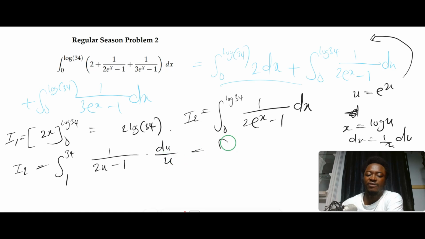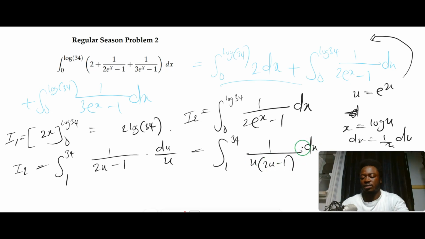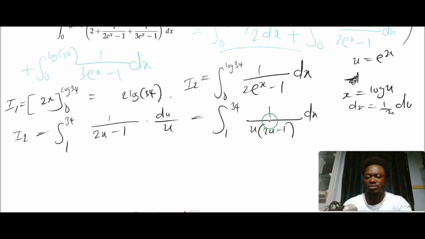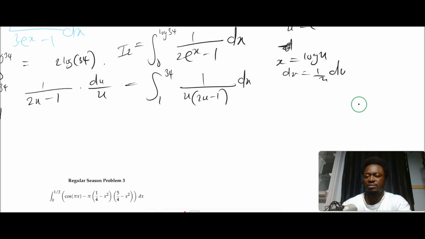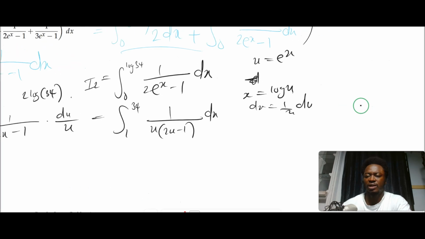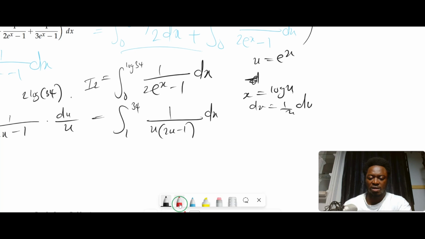So you have the integral from 1 to 34 of 1 over u(2u minus 1), and this calls for some partial fraction decomposition, which should not be too hard. Let's keep doing it vertically so that we can get enough space for I3. If you notice here, 1 over u(2u minus 1) is going to be, let's say, 2u minus 1 minus u.